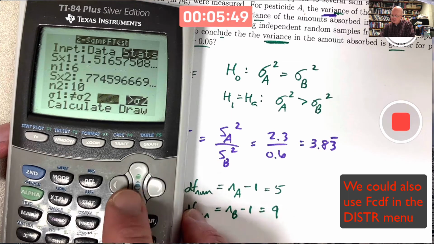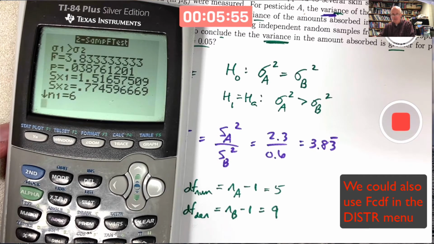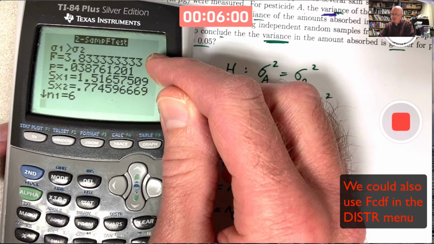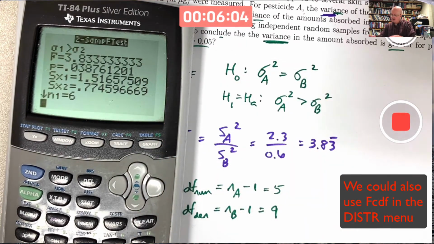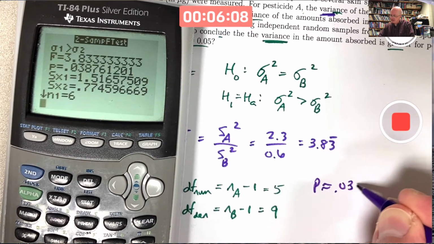We are doing a right-tailed test. This is going to calculate a p-value. I could have also had it draw it. The p-value would be an area to the right. Yes, we confirm the F statistic value is 3.83 repeating, and the p-value is about 0.0387.